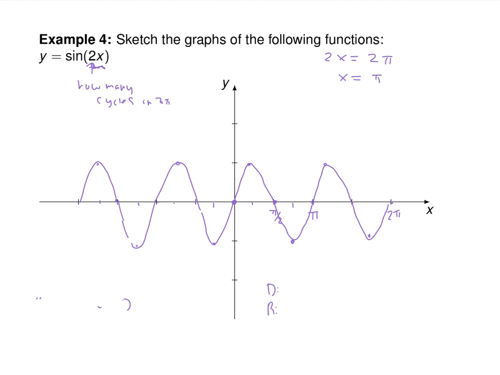Okay, what is the domain of this function? All real numbers, yep. What is the range? -1 to 1, great.